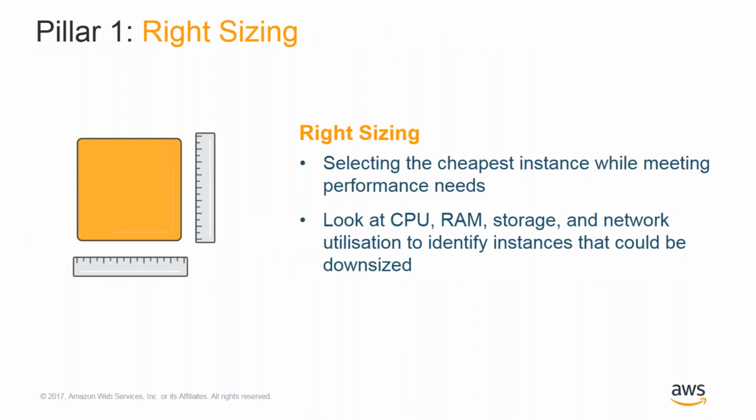And so getting into a bit of detail about the first pillar, right-sizing. And so as mentioned, it's about selecting the cheapest resource or instance whilst still meeting performance needs. And so for computing, typically customers look at CPU, memory, storage, and network.